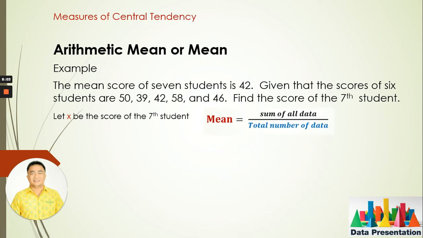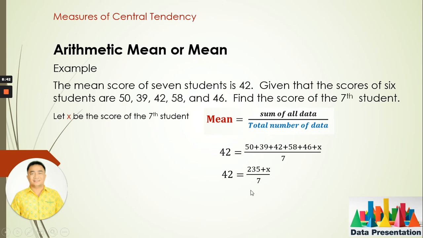And we have here again the formula. Mean is equal to the sum of all data divided by the total number of data. And we substitute that. The mean is 42, right? So this is the mean of the 7 data. So you have here 50, 39, 42, 58, 46 plus x, because this is the 7th student or the 7th score, but we don't know it yet. And divided by 7 because there are 7 data that we have. Now, we sum up this first, and that would be 42 is equal to 235 plus x divided by 7.